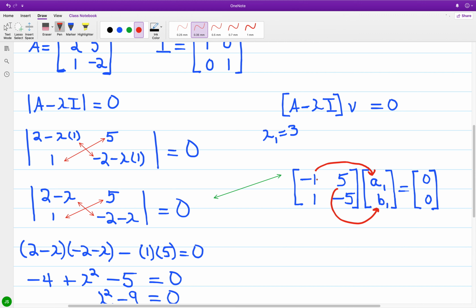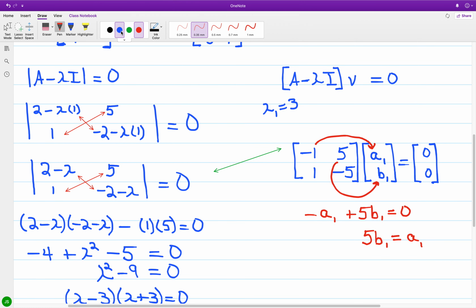It could be mapping 1 with a of 1 and -5 with b of 1, but we'll just go this route. And here we're going to have negative a of 1 plus 5 times b of 1 is equal to 0. Looking at the relation, if I move a of 1 over, we have 5 times b of 1 is equal to a of 1. So a of 1 is going to be 5 times greater than b of 1.